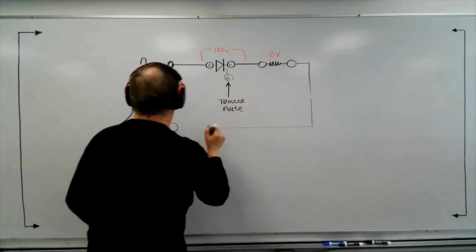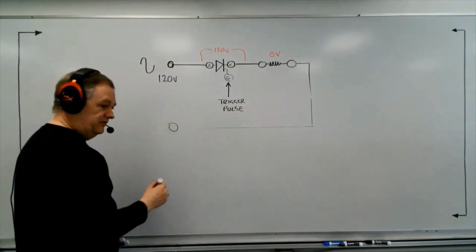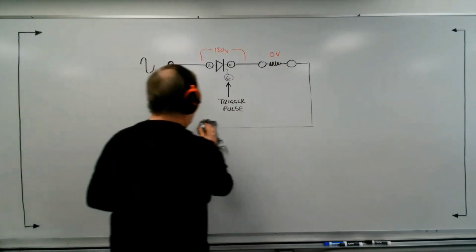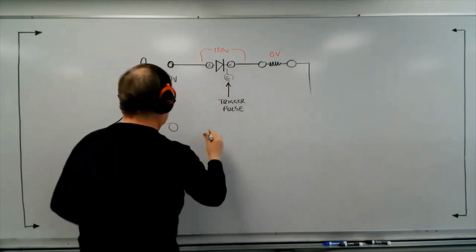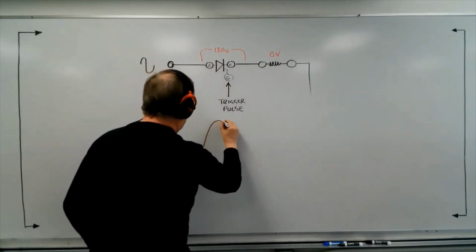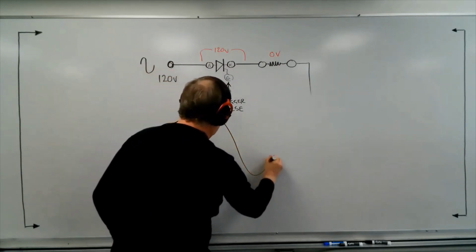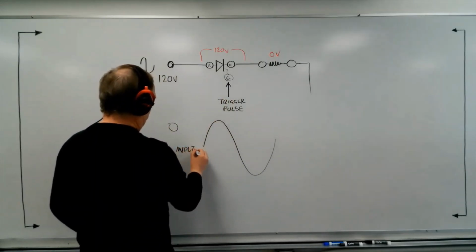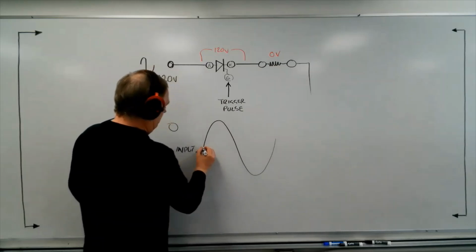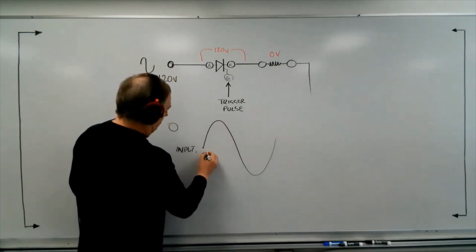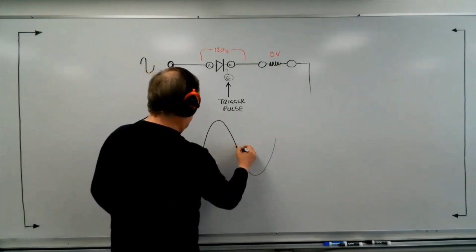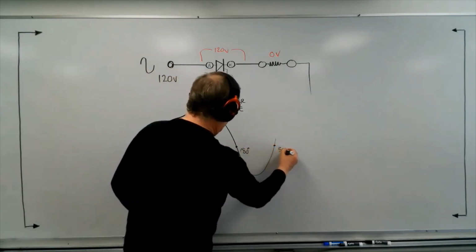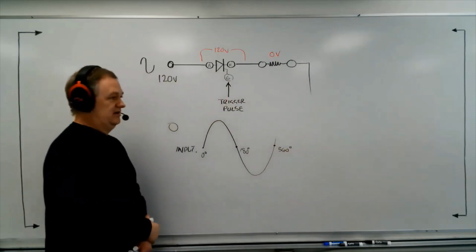Now, what would happen if we were to apply a trigger pulse to the gate? What I want to show you is this. Let's say that this is the AC waveform, looks like this. This is our 120 volts AC input. I would call this point 0 degrees, this point 180 degrees, and this point 360 degrees for one complete cycle.